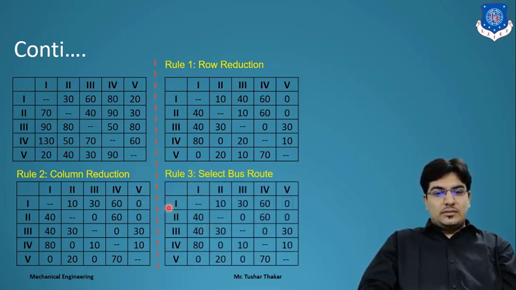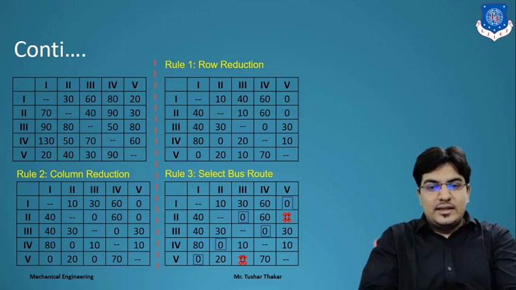So what we have to do is select the bus route. Select the first one, next the second, cancel out here. The second goes to the third, the third goes to the fourth, the fourth goes to the second, and the fifth goes to the first. So here one thing is there.